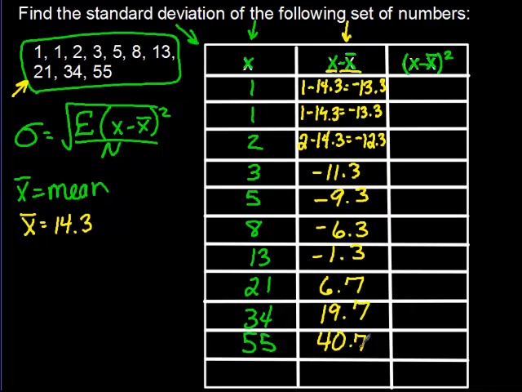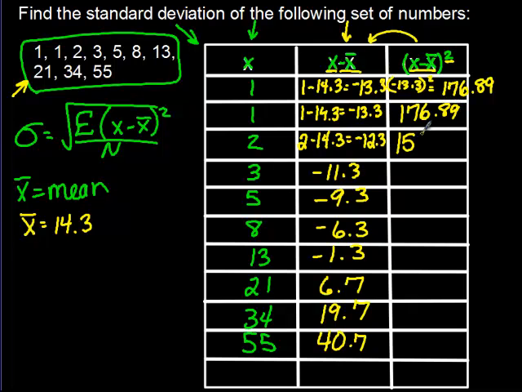So now we have all the answers filled out for the second column. We do the first column, we do the second column. Now we have a third column to complete as well. The only difference is we're squaring this box. We have x minus x bar, which we already found over here. We're just squaring the answer. So in this first box, we do negative 13.3 squared. This actually gives us an answer of 176.89. We go through and square every single number in this second column. So the next box is also 176.89.